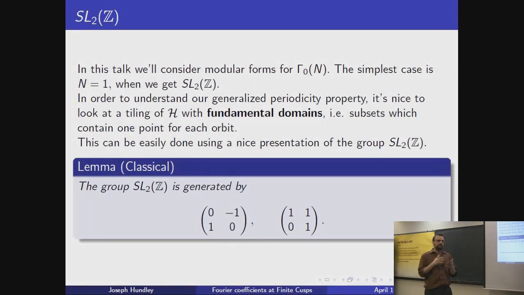So I'd like to understand a bit the space H mod SL2Z, and more generally H mod gamma, when gamma is maybe a subgroup of finite index in SL2Z. That seems like a nice tangible goal. And to understand H mod SL2Z, well, it's nice to be able to say, I can think of it as this fundamental domain. So find a nice subset of the upper half plane, which maybe contains at most one point from each orbit.